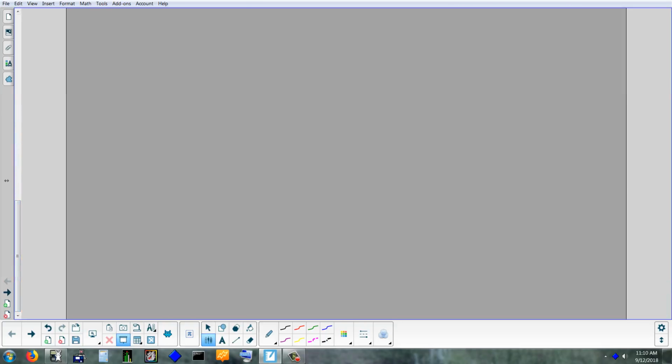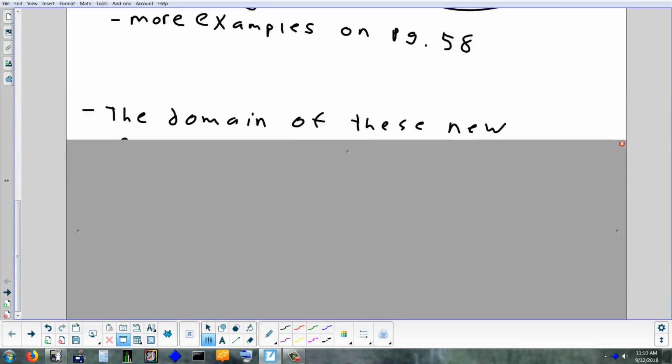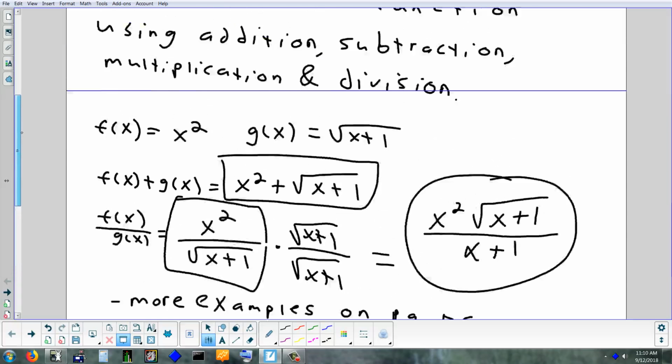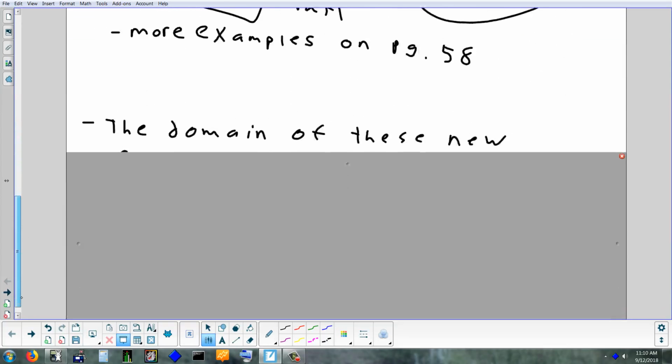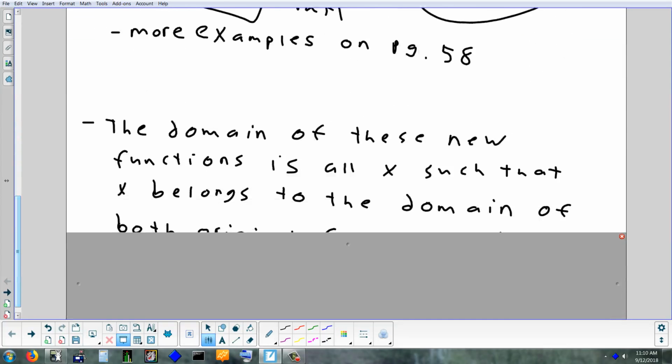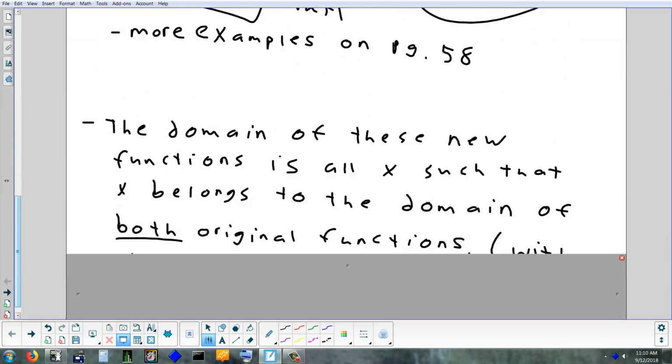Now, the domain. So, if you know the domain of f of x, and you know the domain of g of x, that's a good start. But when you take these two and combine them together to create a new function, the domain might change a little bit, depending on how you combine them. So that's what I'm going to explain right now. So the first thing you have to figure out is, what is the domain of each original function?